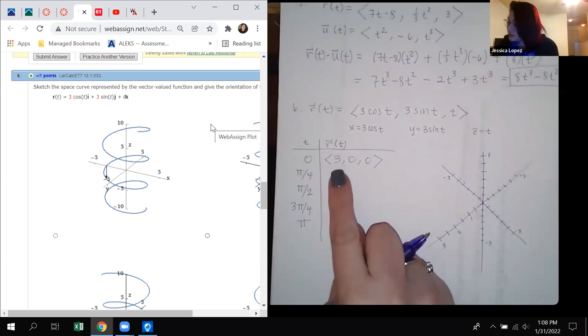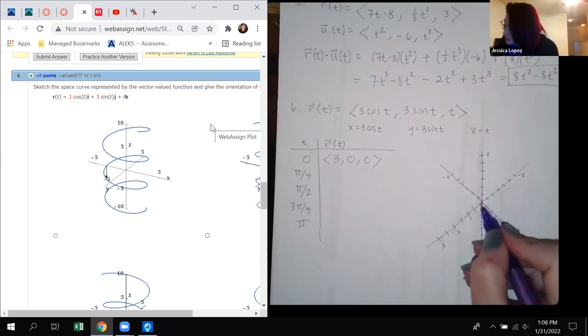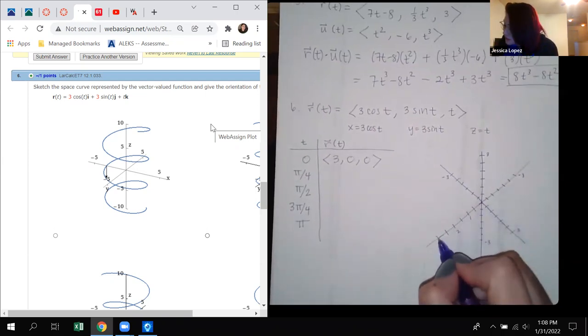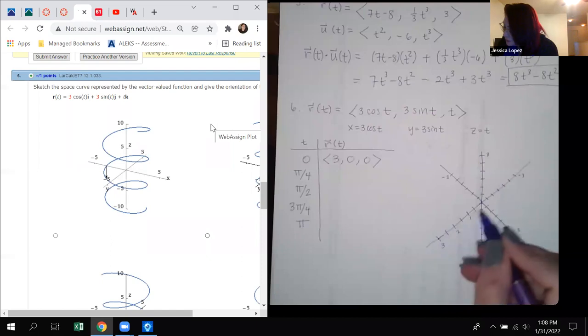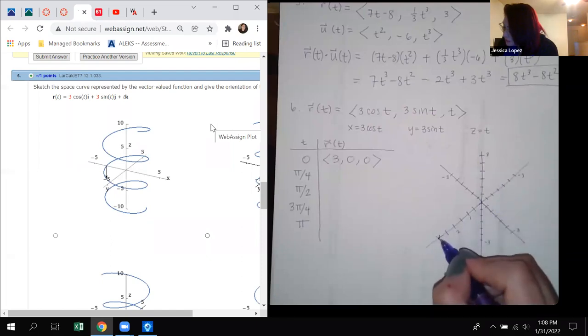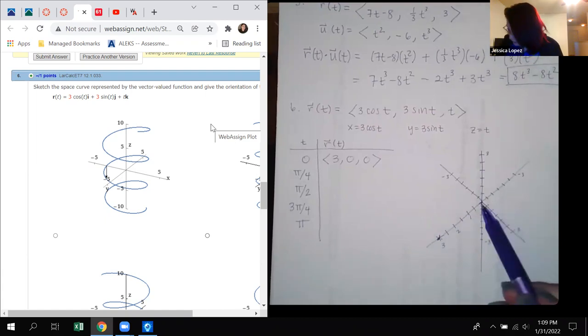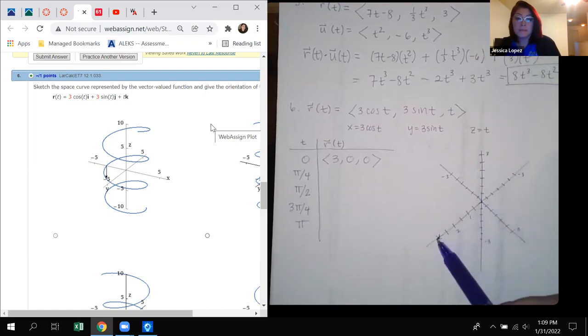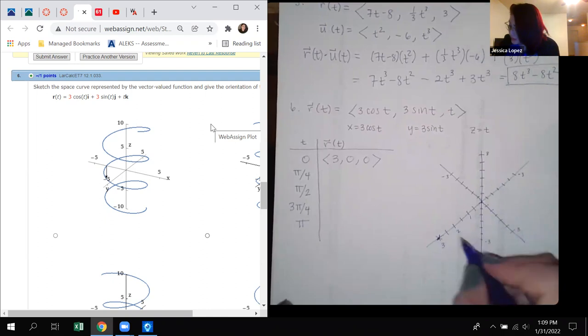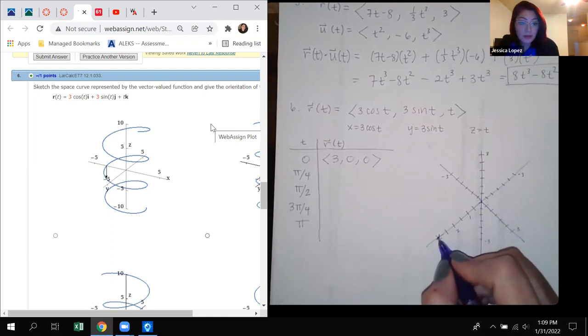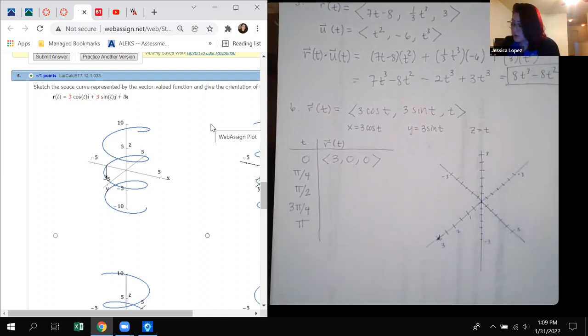So I'm going to first plot this vector. I'm going 3 out in the X, 0 in the Y, and 0 in Z. So it's really just a vector going from here to here. And so there's my point there, okay? But it is a vector going from here to here, okay? But the point lies right there, okay? Now let's keep going with the next one.